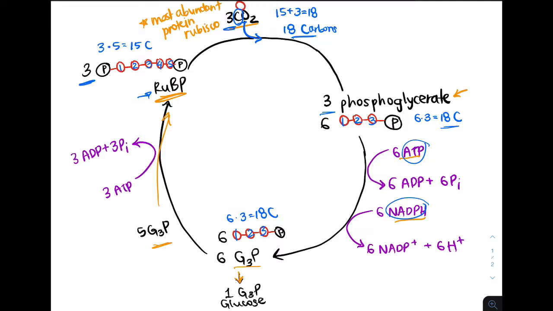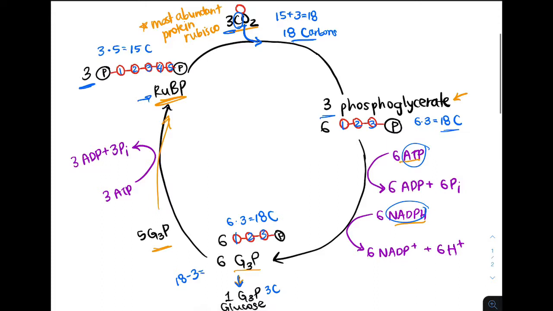We will then take out 1 G3P for glucose. That means that we have lost 3 carbon molecules. So we should have 18 minus 3 equals 15 carbons. Now we have 5 G3P because 6 minus 1 is 5. Since we have 5 G3P and each G3P has 3 carbons, then 5 times 3 is 15. So we have 15 carbons now.